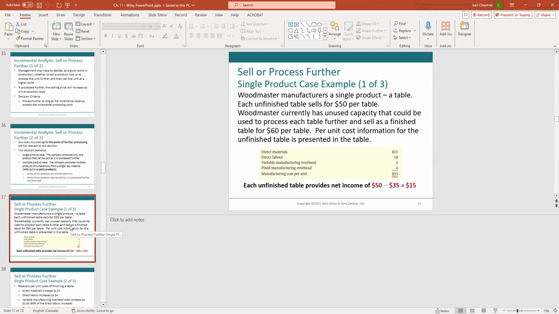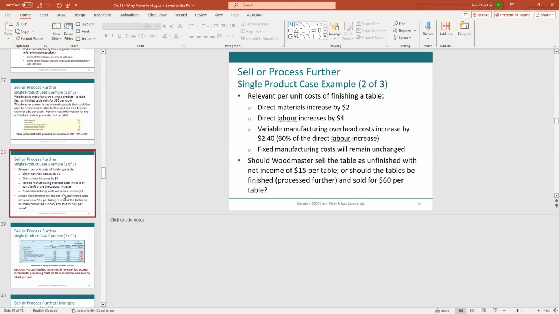Now what we have to do is, if I have to process it further, how much is it gonna cost me? I can see that I can sell it for $10 more, but now how much will be my cost to move it to that? So let's see how much is the cost. Relevant to finish the table is direct material. I have to put $2. I have to put labor $4, and I'm gonna have the variable manufacturing overhead $2.40.